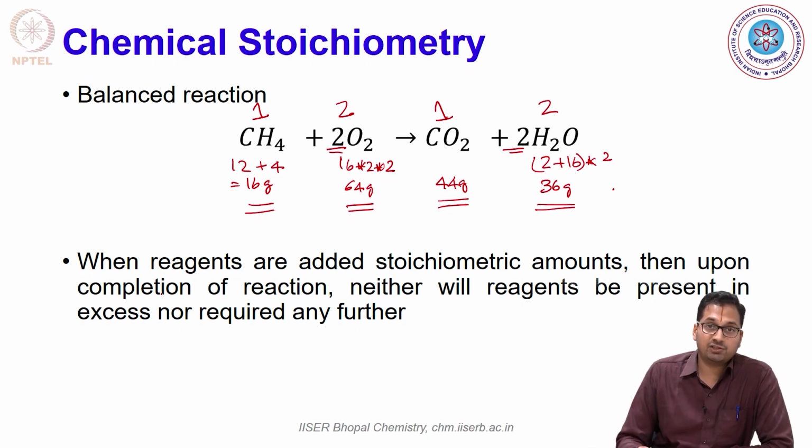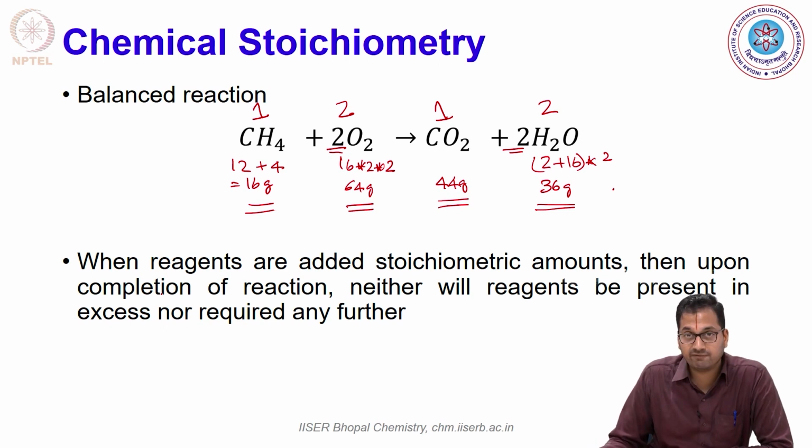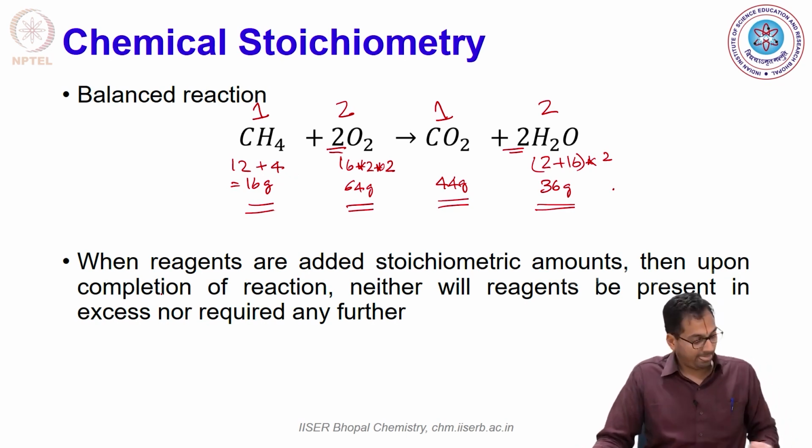and the important thing one has to understand is, when the reagents are added in stoichiometric amounts, then upon completion of the reaction, neither will the reagents be present in excess nor be required any further. This just indicates the fact that all of the reagents will be used and there will be none that will be required any further because all the other reagents would have been completed.